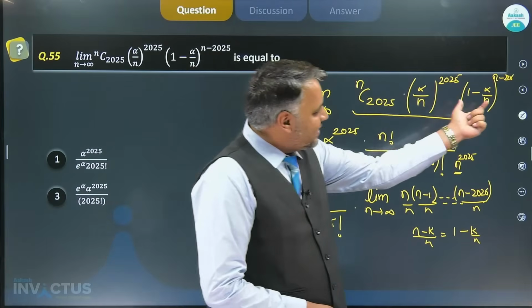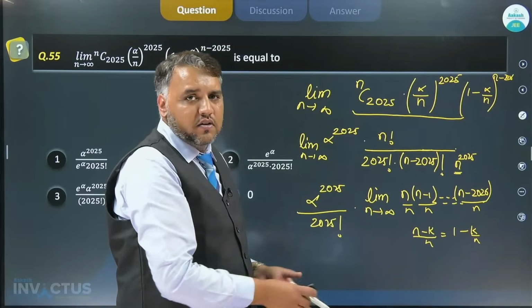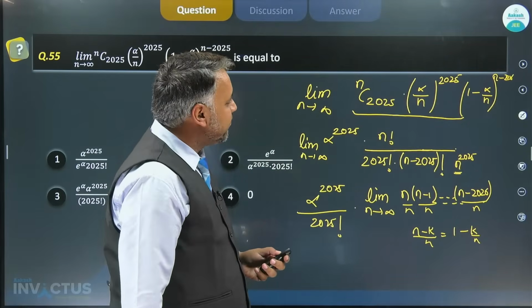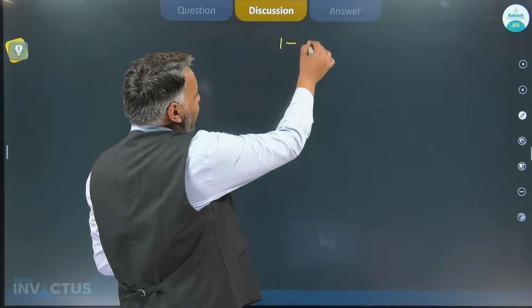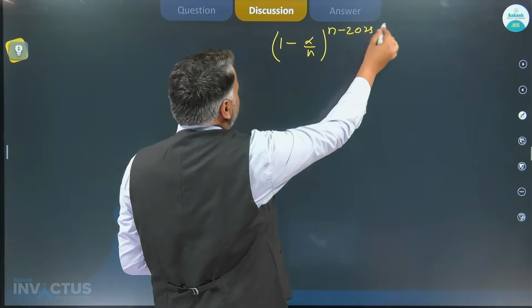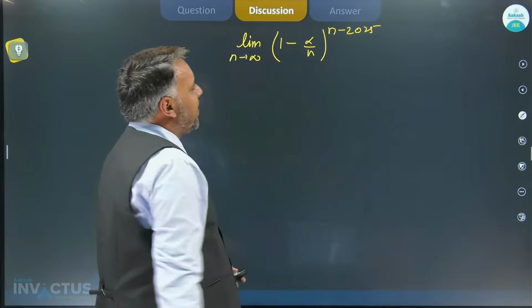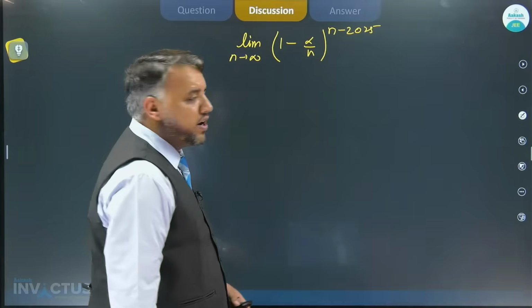Now let us solve this remaining portion. If that is also finite, then we can break the limits. We can apply the limits on every portion individually. The portion is 1 minus alpha by n power n minus 2025, and this is very simple. This is 1 power infinity form. If n tends to infinity, this will be 1 power infinity form.